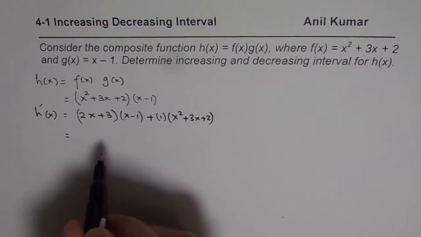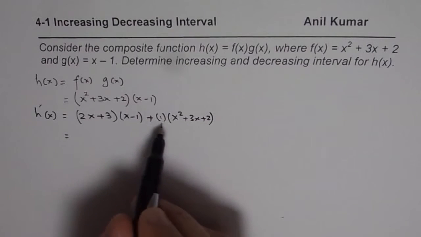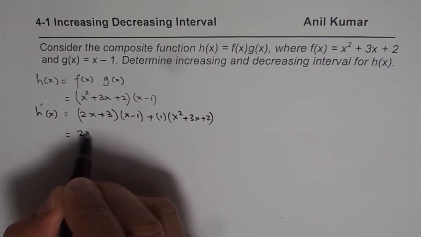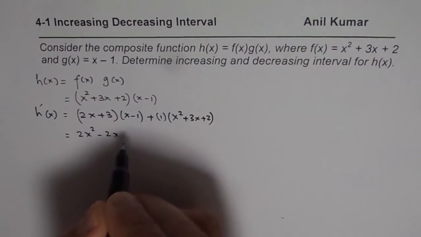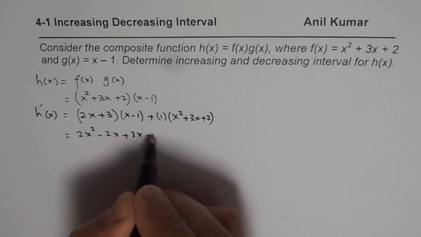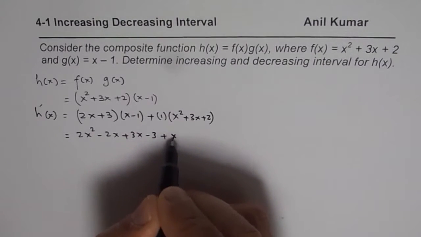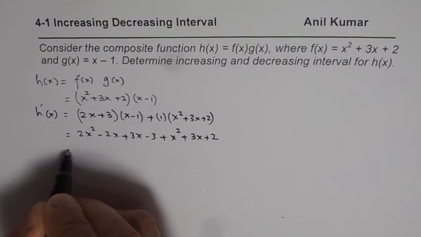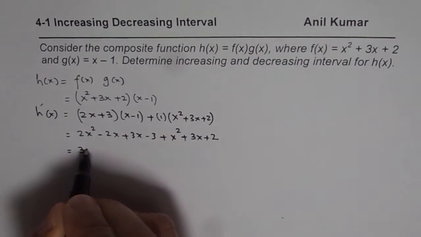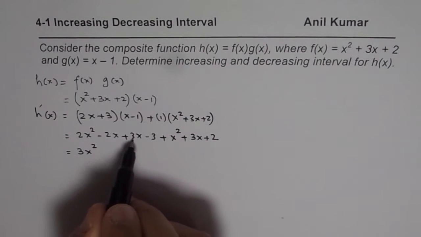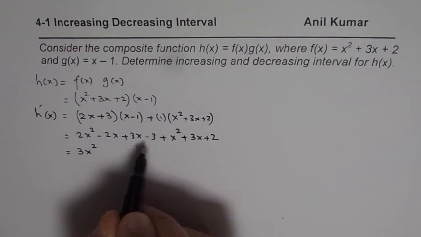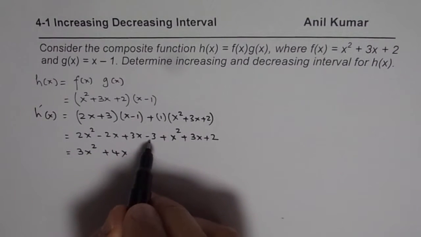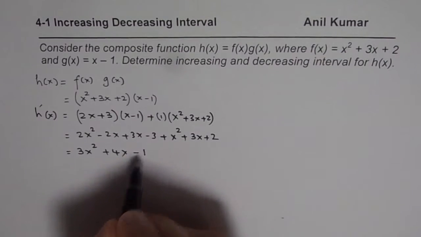To simplify it, we can just expand and then simplify. So let's multiply by the first terms. We get 2x squared minus 2x plus 3x minus 3 plus x squared plus 3x plus 2. Combine the like terms. 2x squared plus x squared is 3x squared. Minus 2x plus 3x is x. x plus 3x is 4x. We get 4x here. Constants, minus 3 and plus 2 is minus 1.